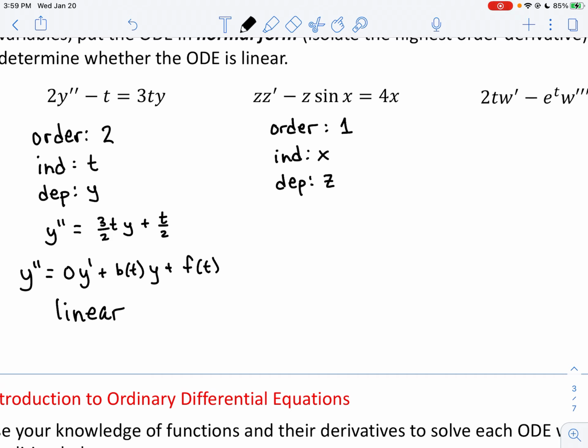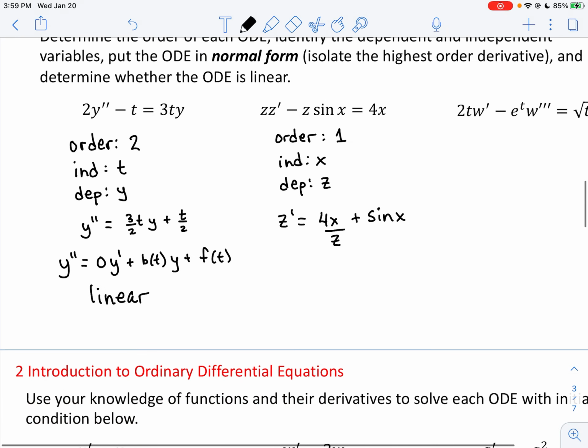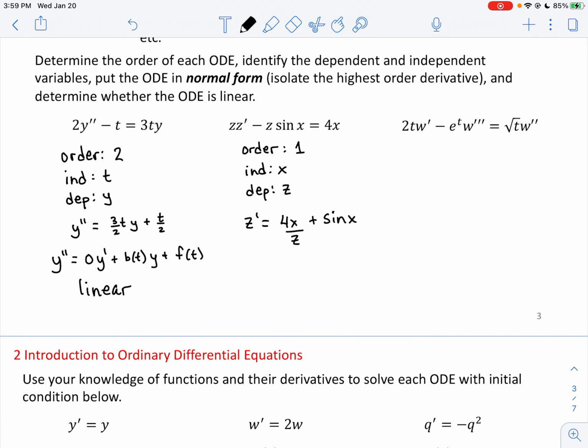Solve for that derivative. So I'm going to add z sine x to the other side of the equation and then divide everything by z. So we get z prime is equal to, and hopefully this isn't too much work that we're doing in our head, 4x divided by z, and we've added z sine x to the other side, but then divided by z, so we should just have plus sine of x. Okay, so we put it in normal form. The z prime is isolated.